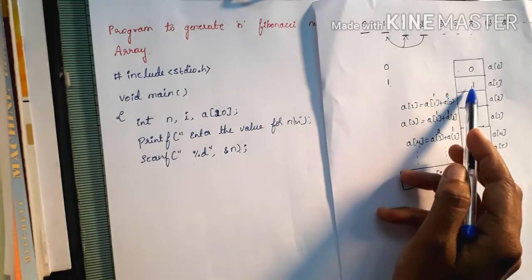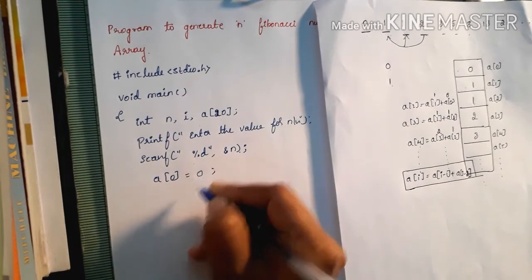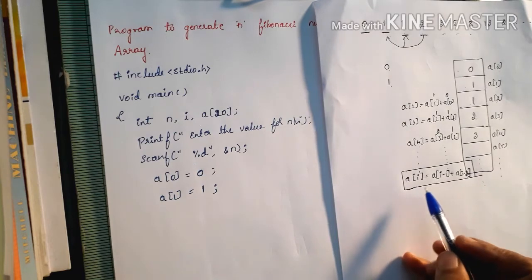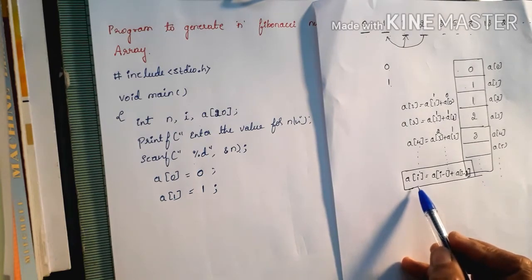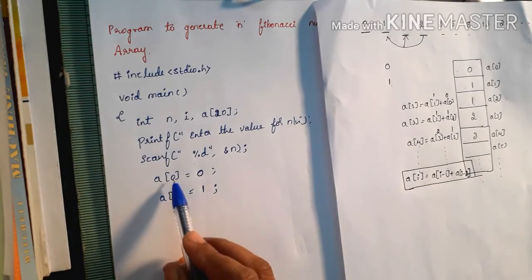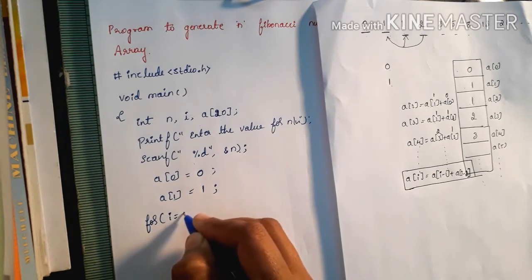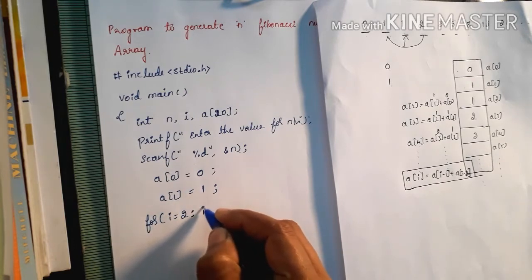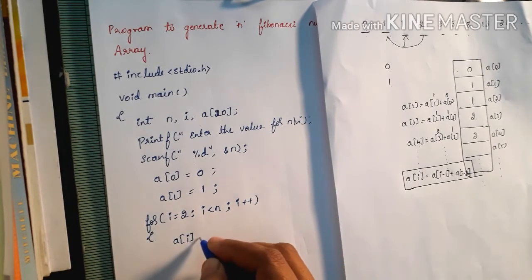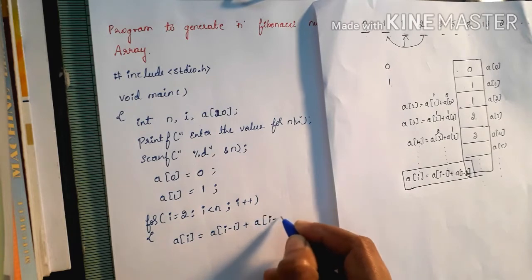Next, first initialize the first two terms of the array, that is copy 0 to A of 0. Next, the second term 1 to A of 1. Then find the remaining terms of the Fibonacci series using the formula A of I is equal to A of I minus 1 plus A of I minus 2. Here we already found the first two terms of the series. I want to find the third term. So initial value for I is 2, since indices are 0, 1 and 2, and I should be less than n. Then to find the terms, we use the formula A of I is equal to A of I minus 1 plus A of I minus 2.